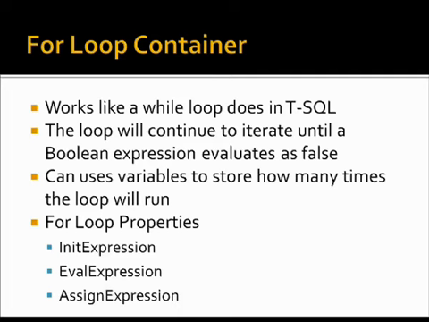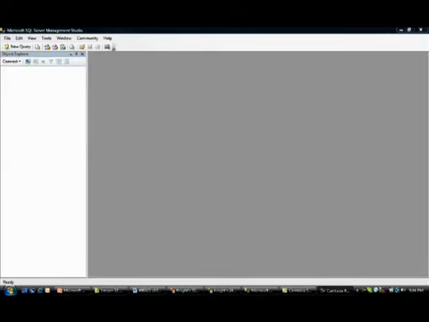And then you have the assign expression, and this expression is what changes the condition. So after it iterates one time through the loop, the assign expression tells it how to go to the next iteration of the loop. In this lesson, we're going to create a package that uses the for loop to continuously run through this loop until a table has had rows loaded into it. So we're going to initially create a table, and we're going to have the for loop continuously run until rows are inserted into it.